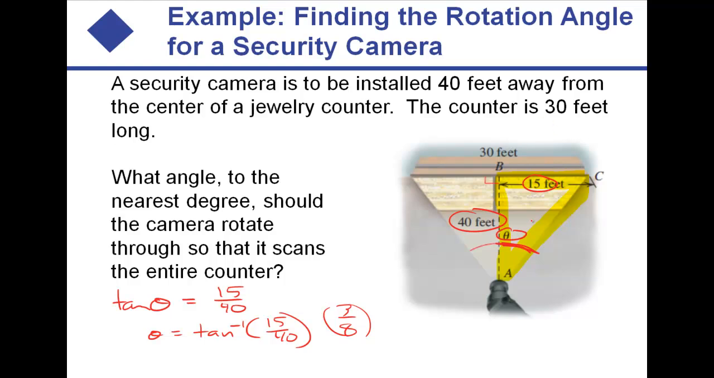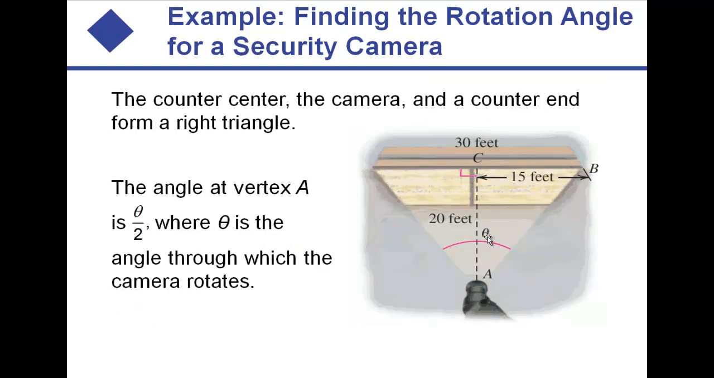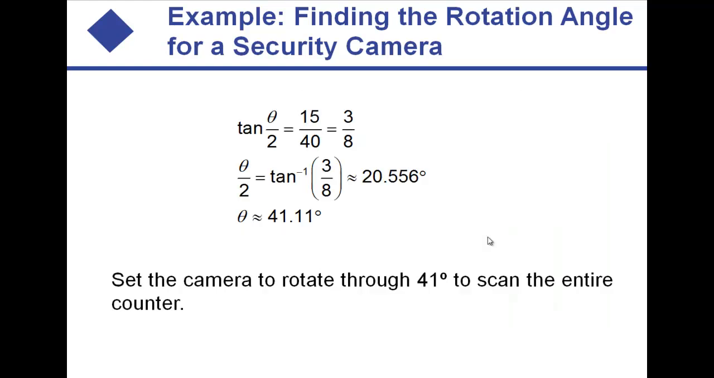That's going to give us this theta, and then all we have to do is double it to get the entire thing. Let's see what they did. There's the picture. It's talking about how we're looking for half the angle. We're doing the inverse tangent of 3/8. We get that 20.556. We know we have to double it, and there's our 41-degree angle.